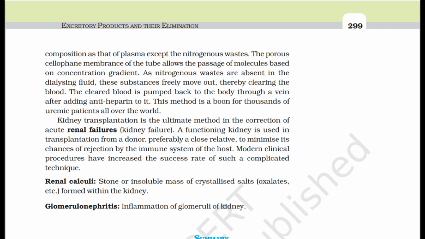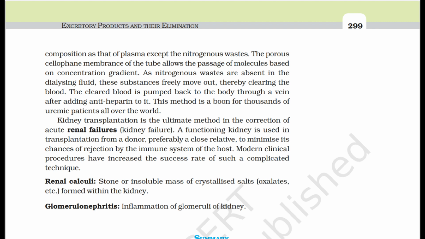The porous cellophane membranes of the tube allow the passage of molecules based on concentration gradient. As nitrogenous wastes are absent in the dialyzing fluid, these substances freely move out, thereby clearing the blood. The cleared blood is pumped back to the body through a vein after adding antiheparin to it. This method is a boon for thousands of uremic patients all over the world.